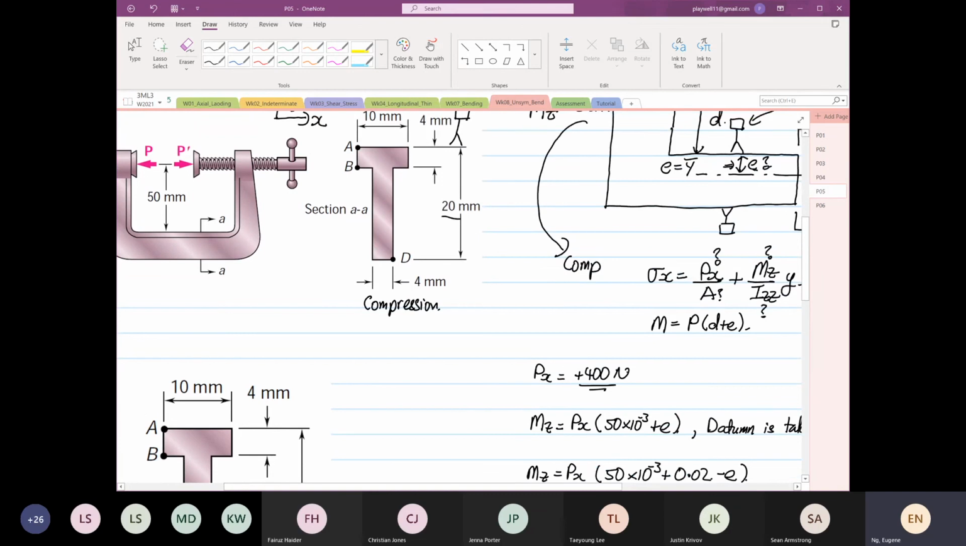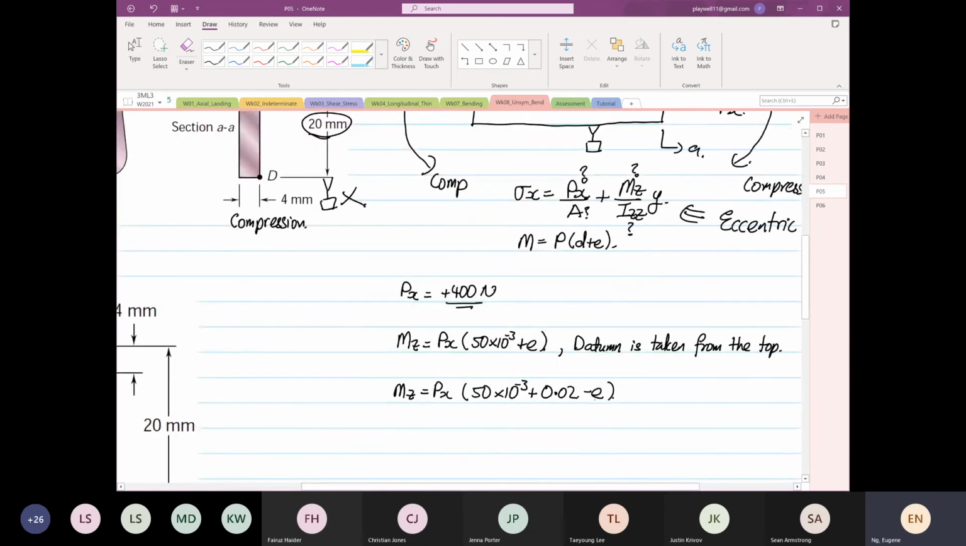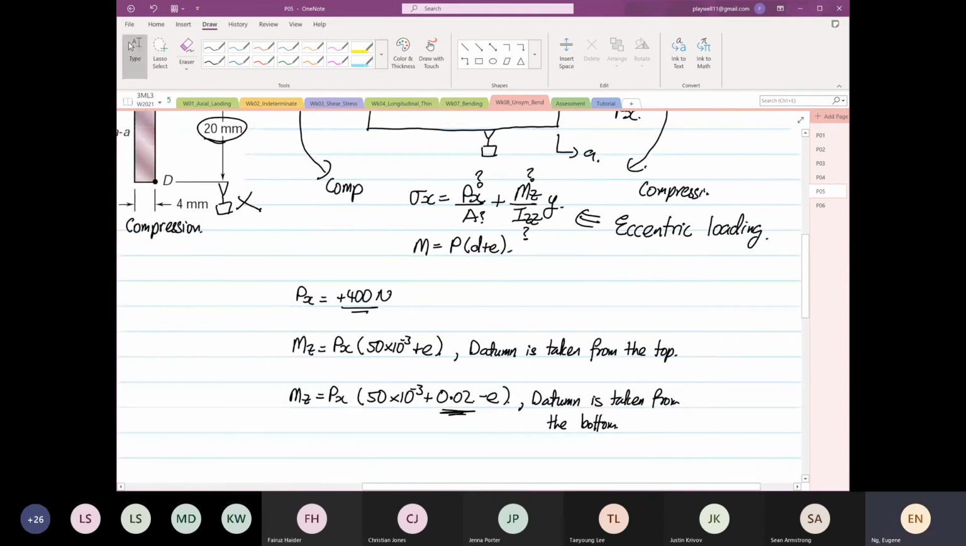Why 0.02? Because this is 20 millimeters. Because we decided to, but this is not advisable. If you want to take your datum from here, I will not advise you to do that. If you forget to compensate, you're done. So this is the datum taken from the bottom. Don't do that.